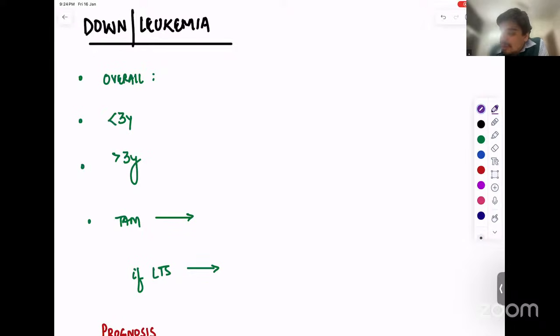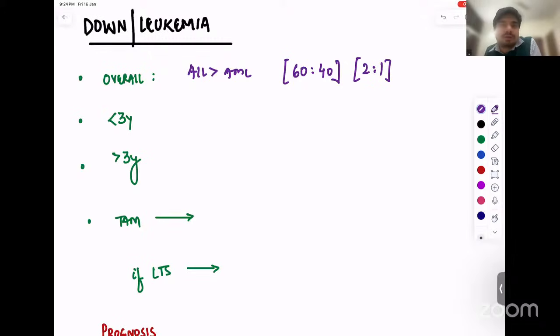And so remember, in Down syndrome, the overall most common leukemia is actually ALL. ALL is more common than AML in a 60:40 ratio, or sometimes called a 2:1 ratio. In fact, that's the line given in Nelson, that in Down syndrome the frequency of leukemia is the same as that of other childhood, which basically means that normally in childhood, ALL is more common than AML. In Down syndrome also, ALL is more common than AML.